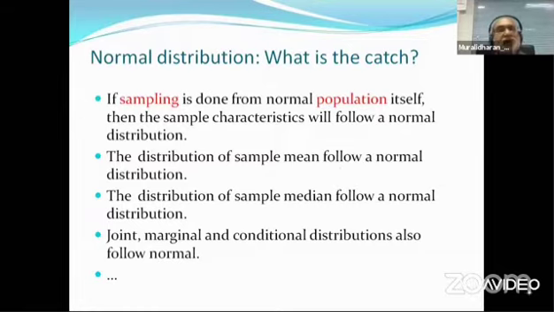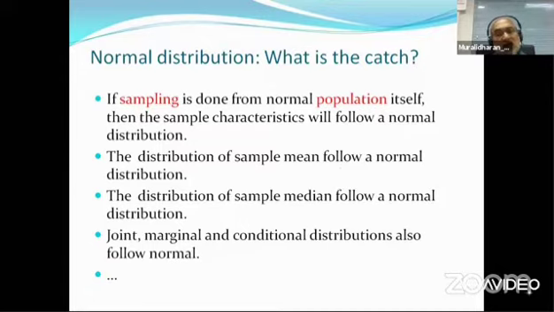So normal distribution has many interesting properties which can be proved theoretically, which can be shown practically, which can be illustrated practically. So this is very, very unique in that sense. There are no other distributions where this can be done. Theoretically we can have constructs possible, practically also we can have constructs. So let us see what is the catch here.